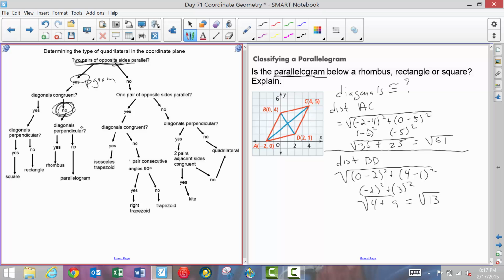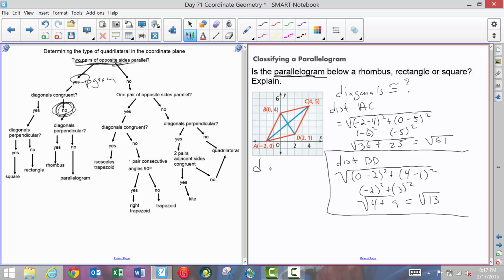Now I need to check, are my diagonals perpendicular? Well, if I want to know if something's perpendicular, I have to have two slopes multiplied to negative 1. So I need the slopes of my diagonals. So I need my BD slope. Well, I'm just going to use the graph. My rise is 1, 2, 3, and my run is 1, 2, negative 2. So there's my slope for BD.